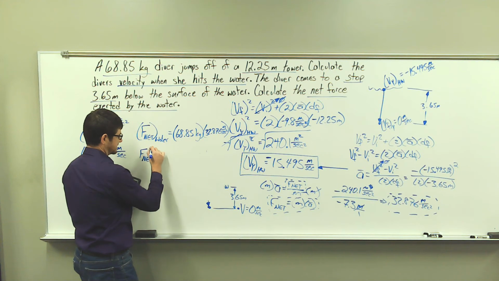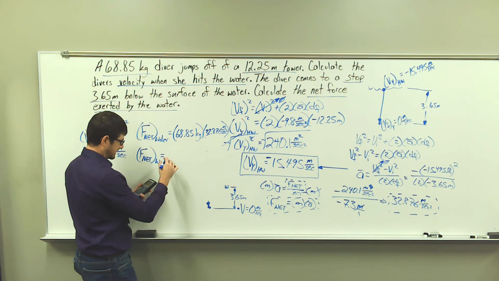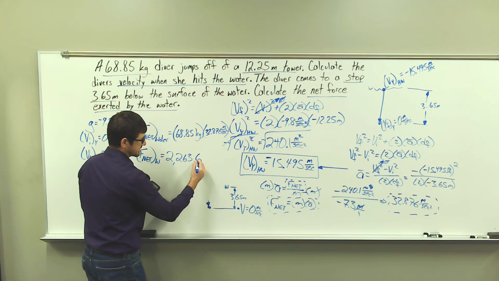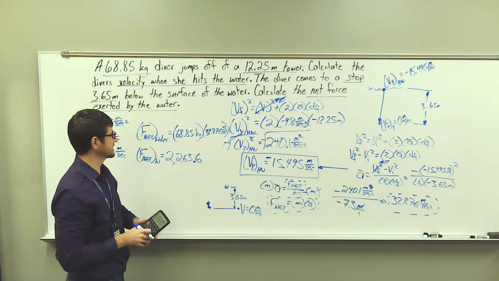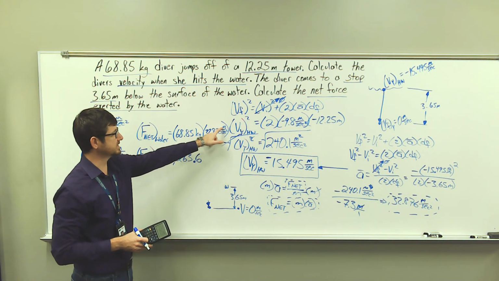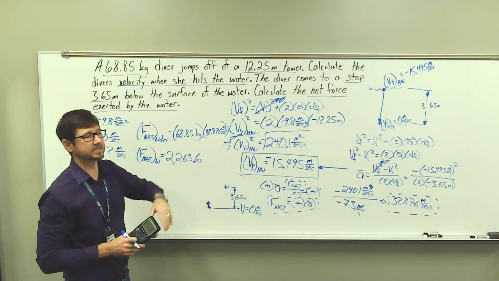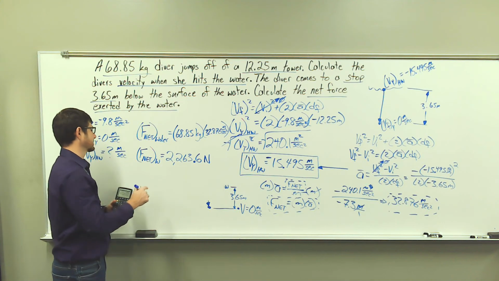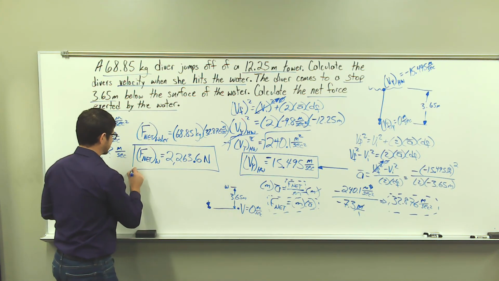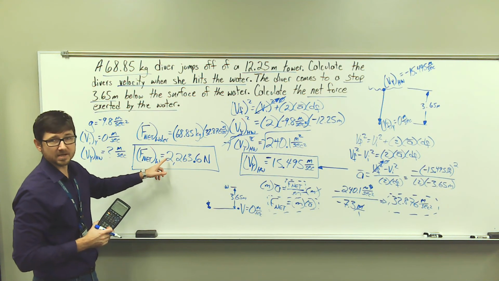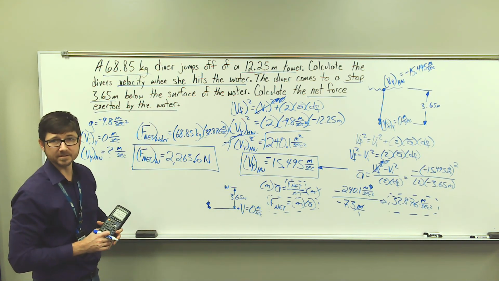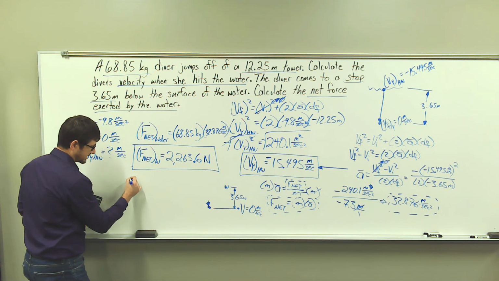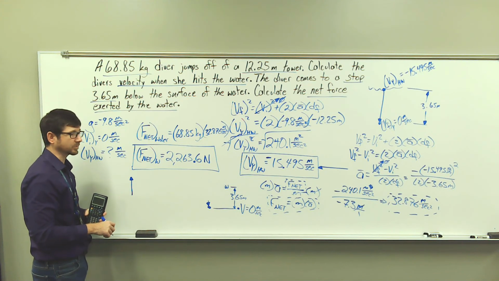So the net force applied by the water is equal to 2,263.6. And let's take a look at the units here. We have a kilogram times a meter per second squared. We know this to be in Newtons. And remember, force is a vector, so our net force is positive, so it's being applied in a positive y direction. So our vector for net force is pointing in a positive y direction.